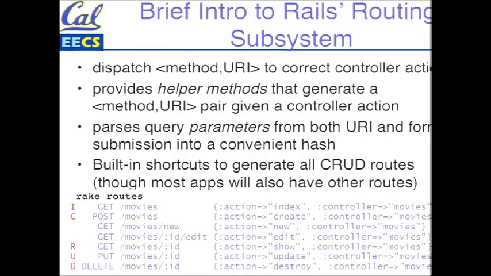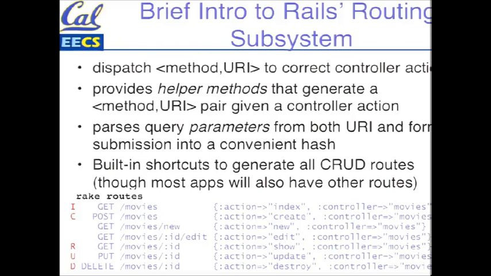Another thing it does: sometimes the URI has parameters attached to the end, like query parameters. Other times the URI is accompanied by a form posting with a bunch of stuff that the user filled out on a form. In either case, the routing subsystem will take that stuff and put it into a convenient hash that you can just manipulate inside the controller. So it does that for you.